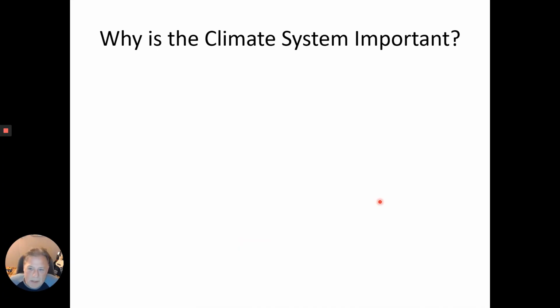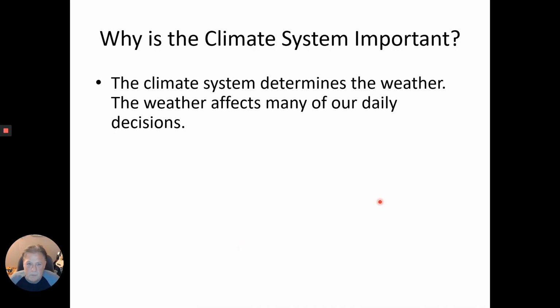Now, why is the climate system so important? Well, because the system determines what the weather is. And we look at weather because it affects our daily lives. What are you going to wear outside today? What are you going to dress up in? Do I need a jacket? Can I wear shorts? Things like that.